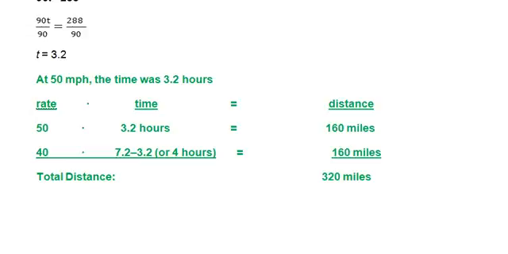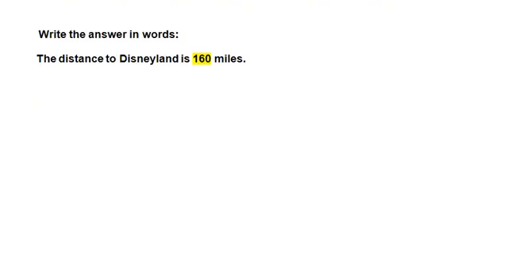The next thing that I must do is to write down the answer. In a word problem, the answer is always written in words. So the distance to Disneyland is 160 miles. This is a simple problem if you make a chart and a nice little picture.